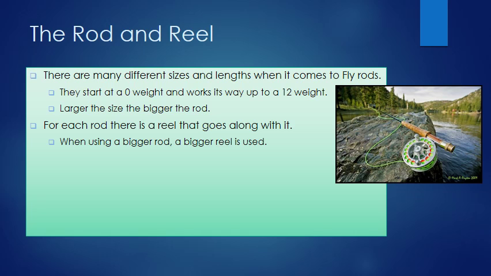For each rod there's a certain reel that goes along with it. When you use a bigger rod, you're going to use a bigger reel. If you use a smaller rod, you're going to use a smaller reel. So it all comes up with a portion of things.